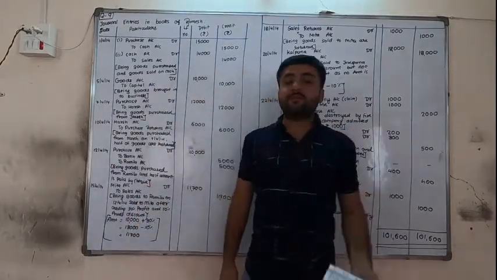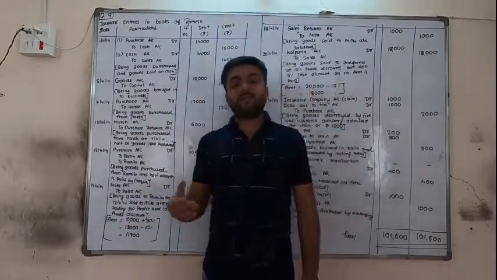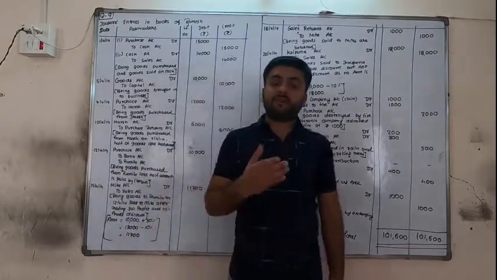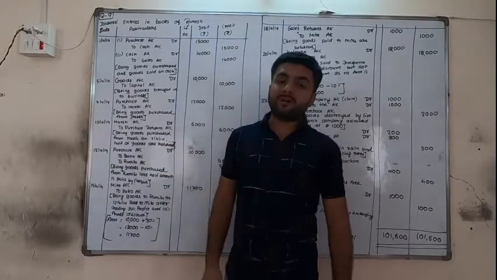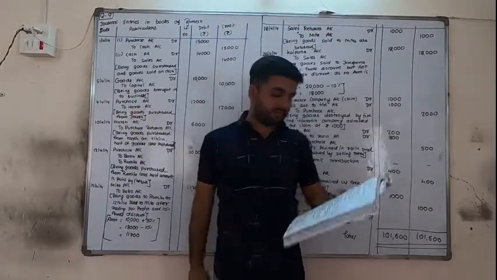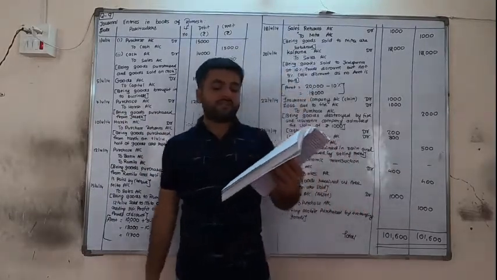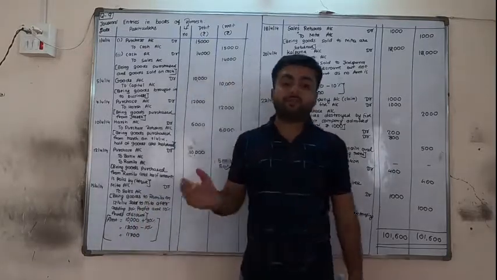Goods of 12,000 purchased from Harsh. We are purchasing the goods, goods are coming in, so purchase account debit. We are not paying anything, only Harsh is the giver, so purchase account debit to Harsh account. Out of goods purchased, due to being defective, half of the goods are returned to Harsh.